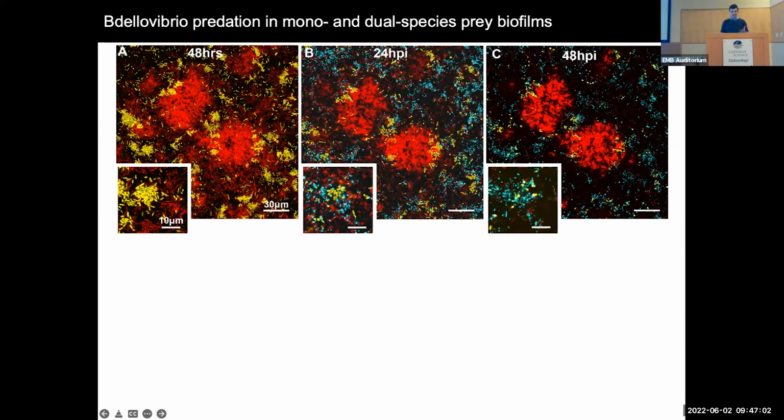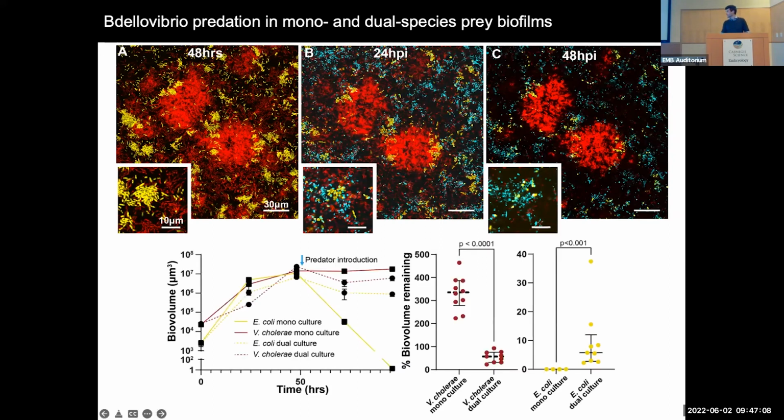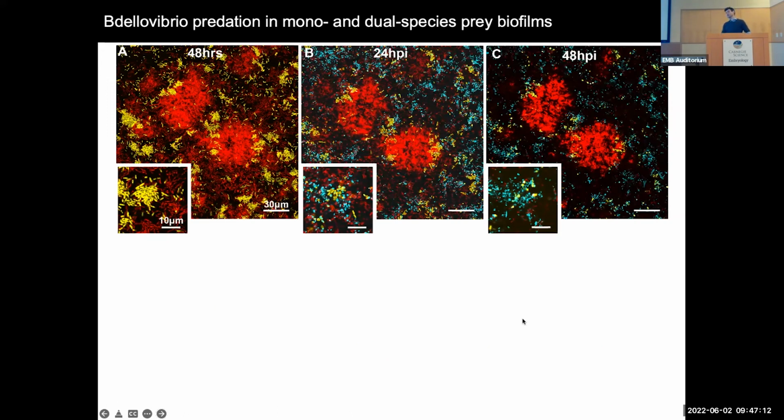So we need to start with some broad quantitative characterization. Which cell were in which color? Oh, I'm sorry. So cholera is in red still, and E. coli is in yellow. And the predator is in blue again.